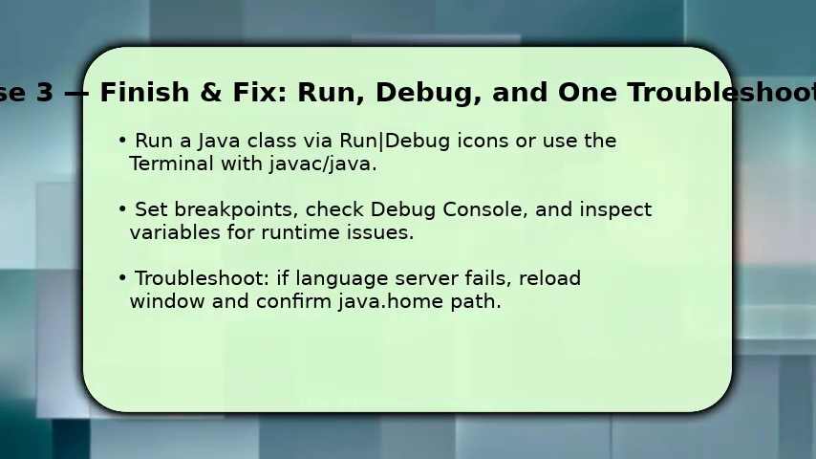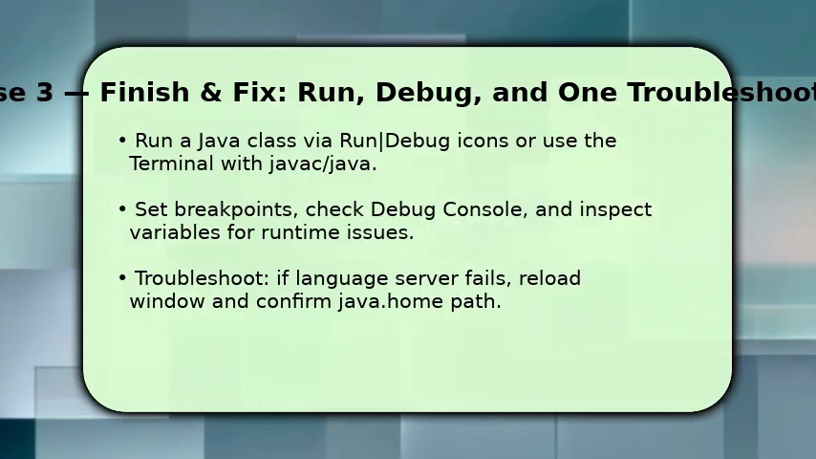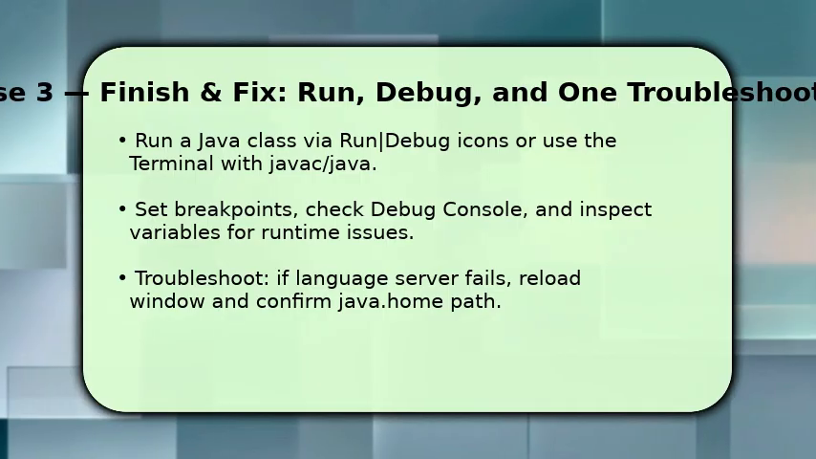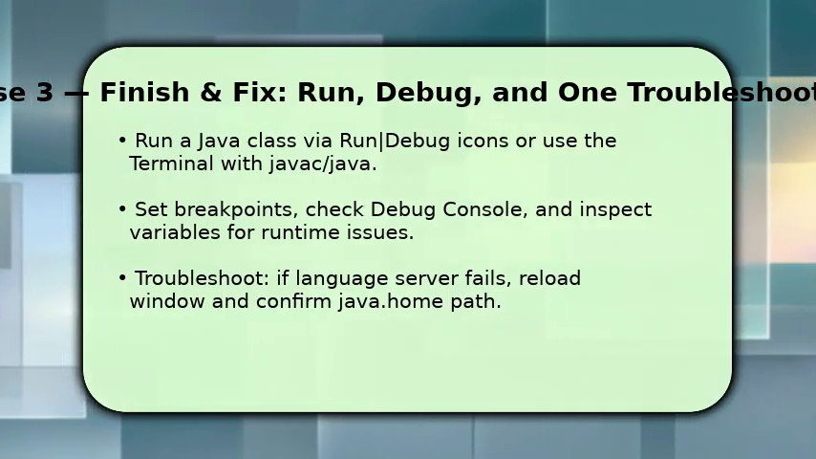Make sure breakpoints are active and inspect variables in the debug console to confirm behavior. Once everything runs, save your workspace settings so the extension uses consistent JDK and build tools.